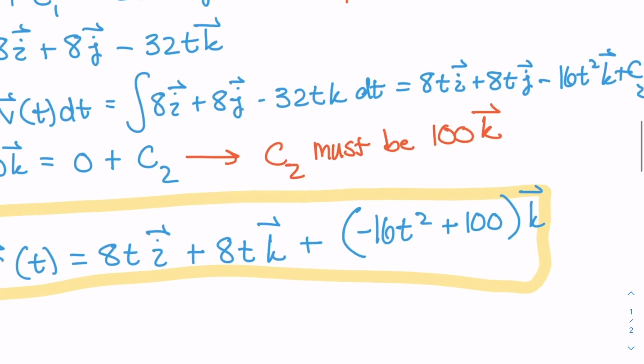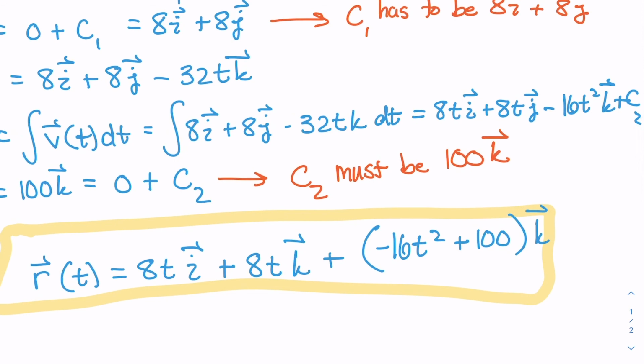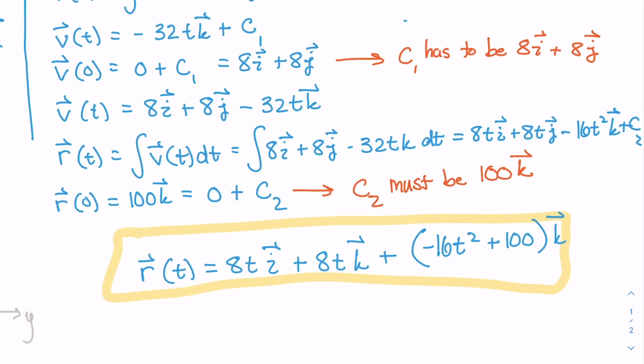Just one note is, if either of these constants had, or if this one in particular had more components, like say it had 6i plus 100k, then the 6i component would be added on here. So you would get 8t plus 6 in the i direction, and then you would add the k part, the 100, to the k component. So you just add in the parts of C that correspond to the different components. That is also done component by component.